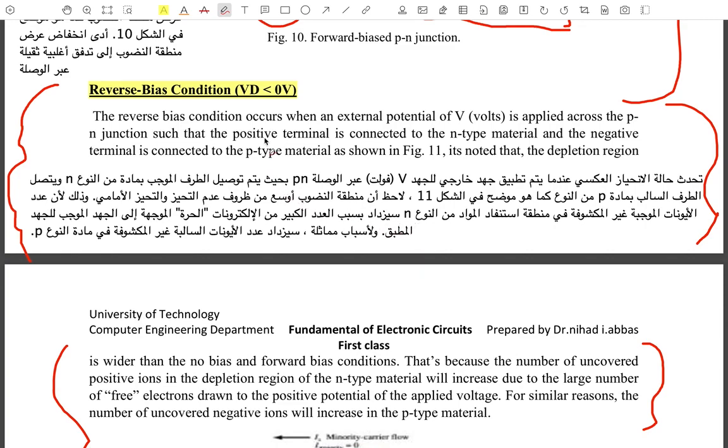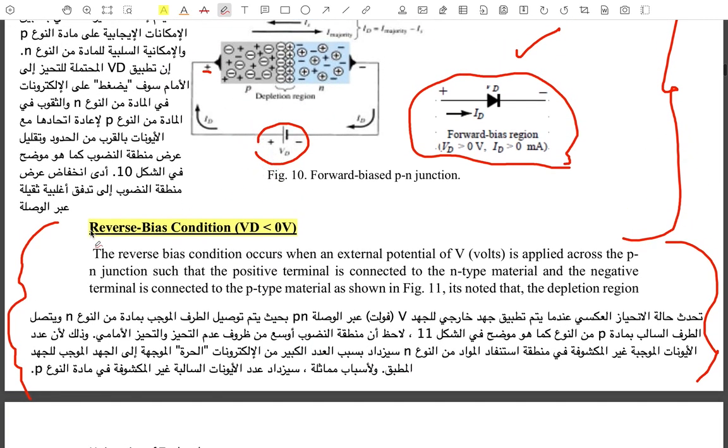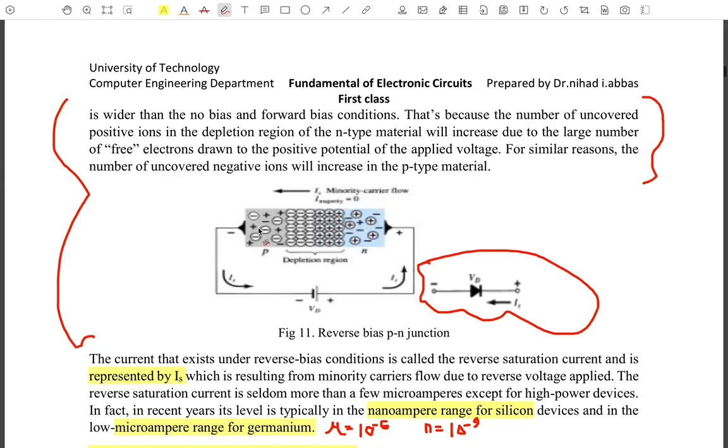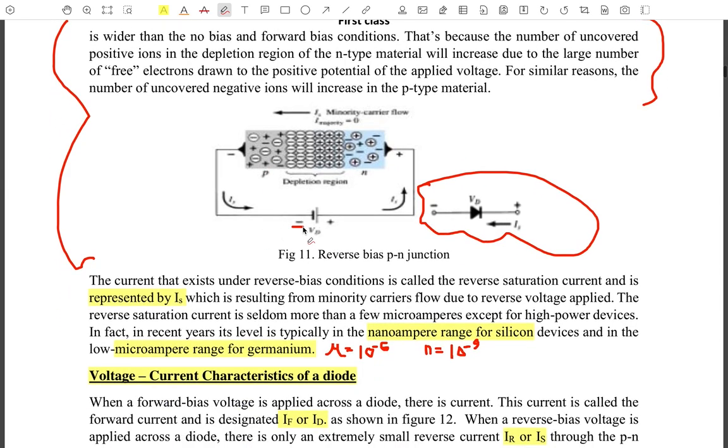Let's take the opposite configuration. It is called reverse bias conduction. That means V diode is smaller than 0 volts. Why is it like that? Because if we connect negative to the P-type, and opposite with the N-type, the depletion region will be bigger, and it is very difficult for the electrons to move and give a good current.